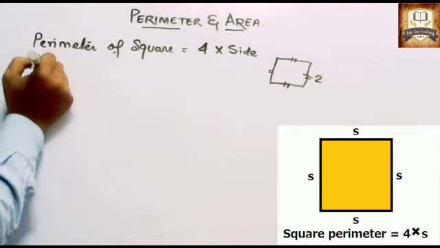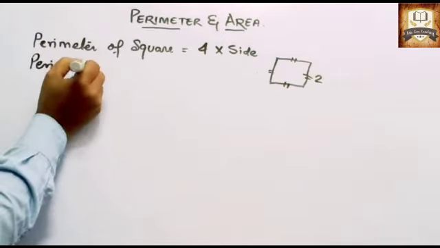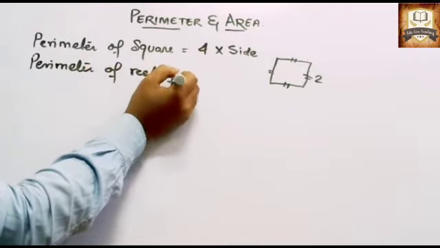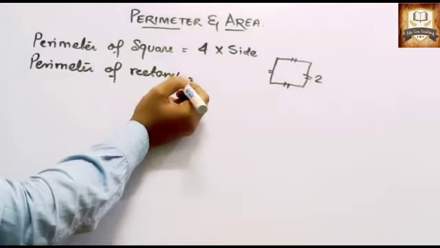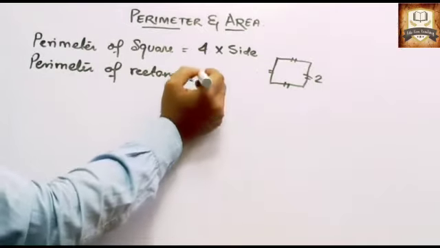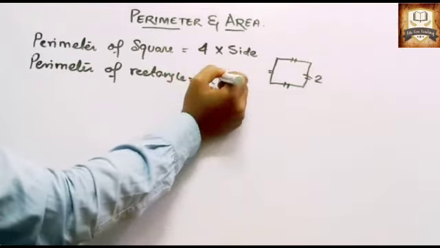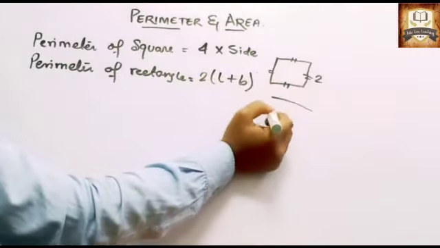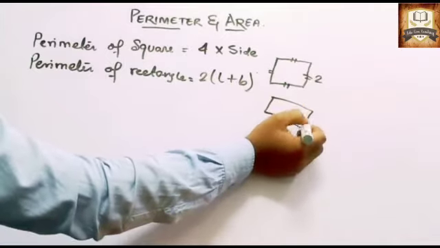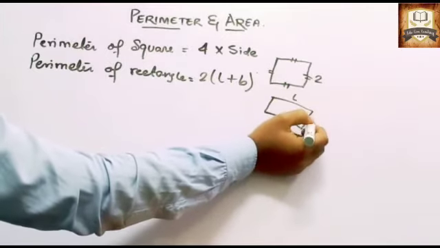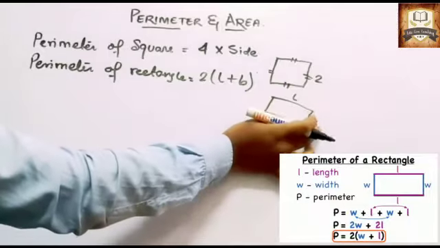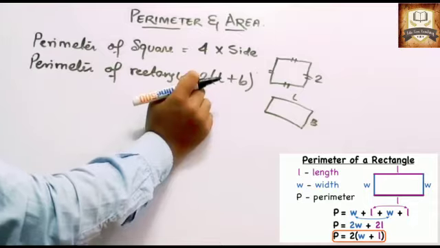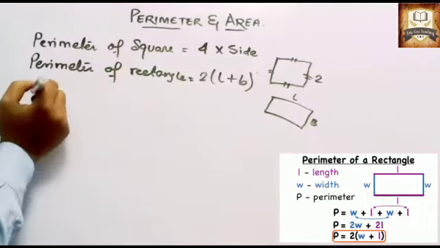Now perimeter of a rectangle. What is the formula for finding the perimeter of a rectangle? That is 2 into length plus breadth. Here is your rectangle, and this is length, this is breadth. We have to add these and multiply by 2 because these two sides are repeated.